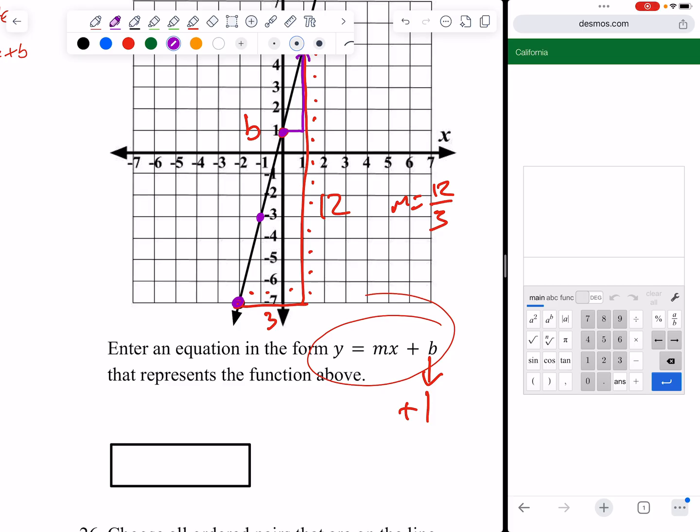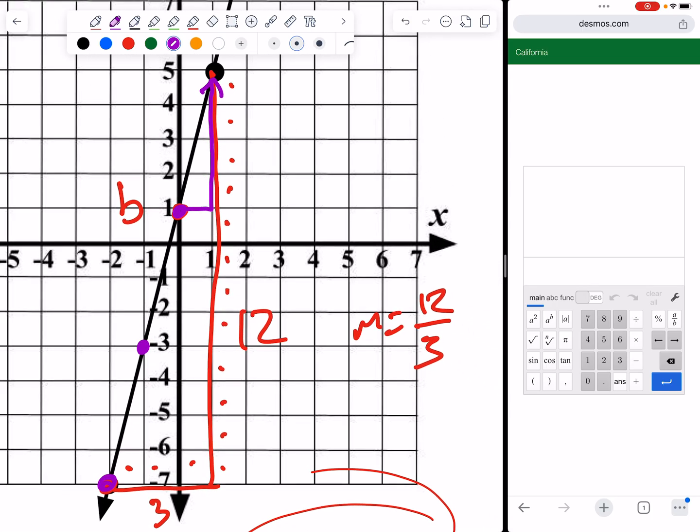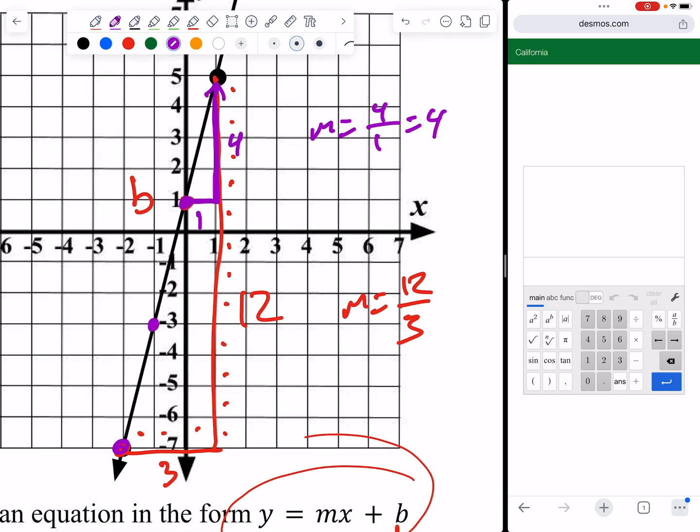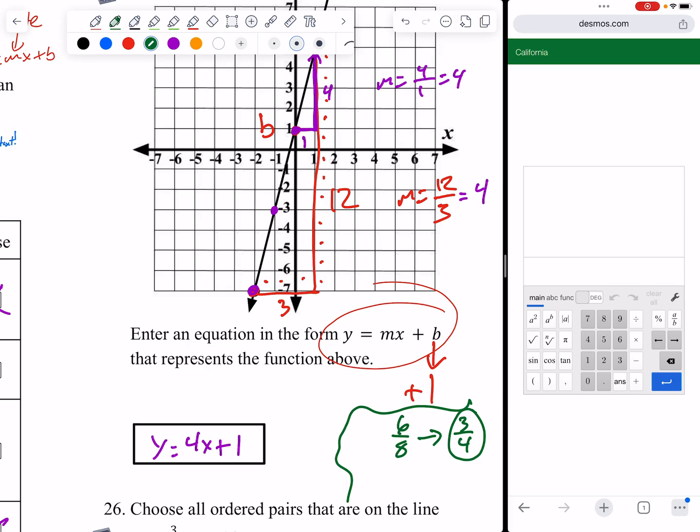Just a little bit. The reason I say that is because if it's a fraction, they always want you to simplify. If I use the purple one, the closest points, it's 1 and 4, so my M is 4 divided by 1, which is 4. The reason I said it kind of didn't matter is because 12 divided by 3 is 4, the same. Okay, so then my equation is y equals 4x plus 1. Just a heads up, if I would have gotten 6/8, no, you have to change that to 3 over 4, right? So just kind of think about that, right?